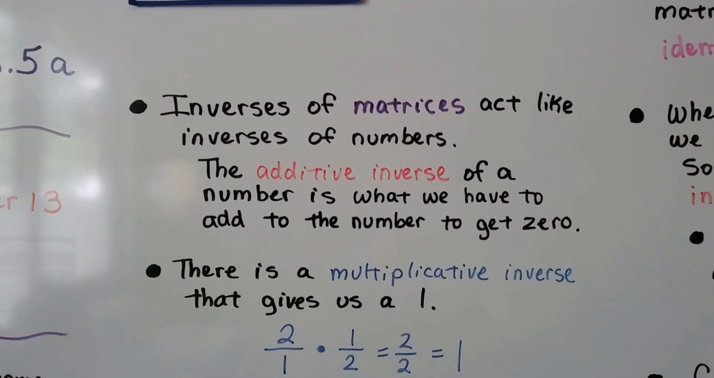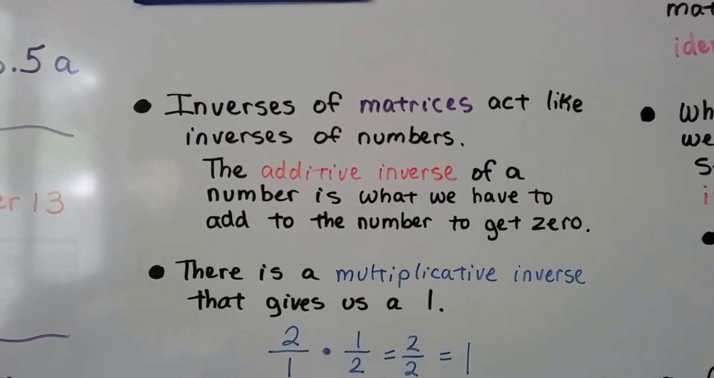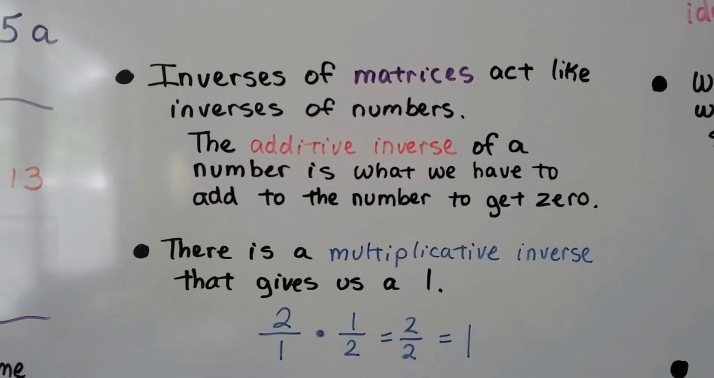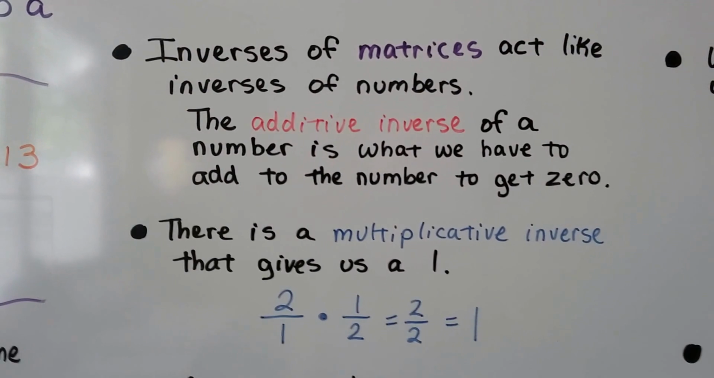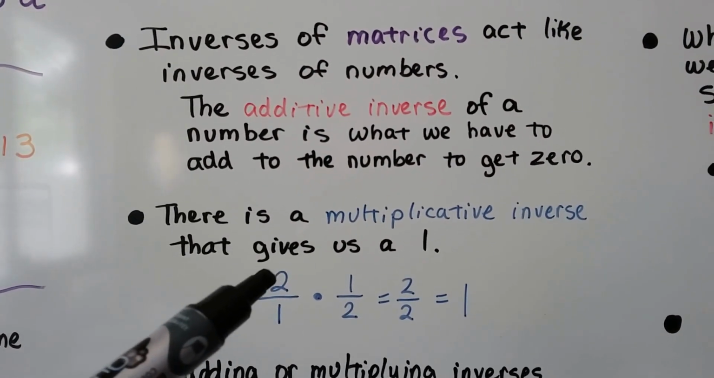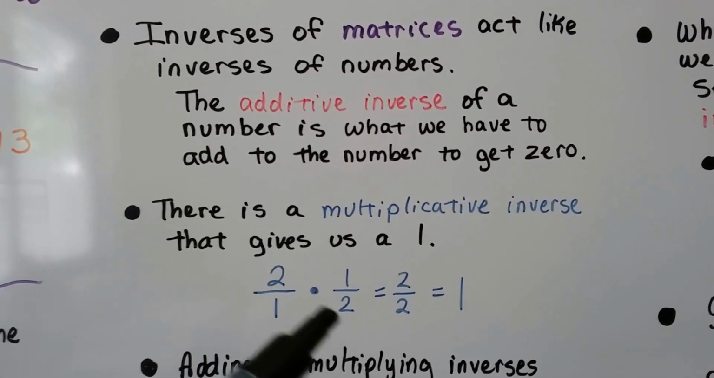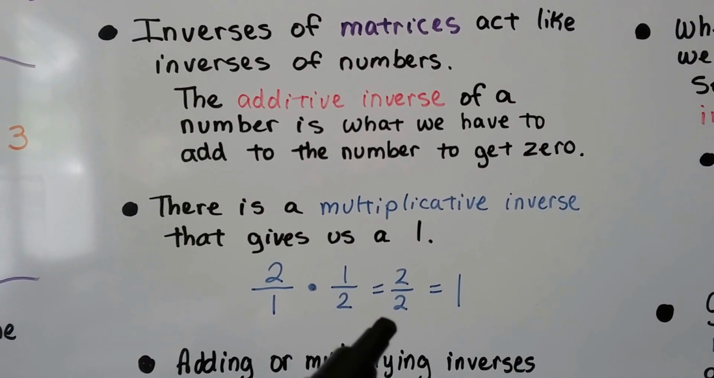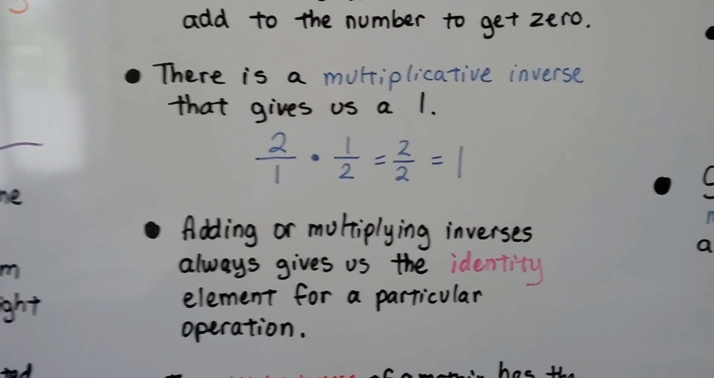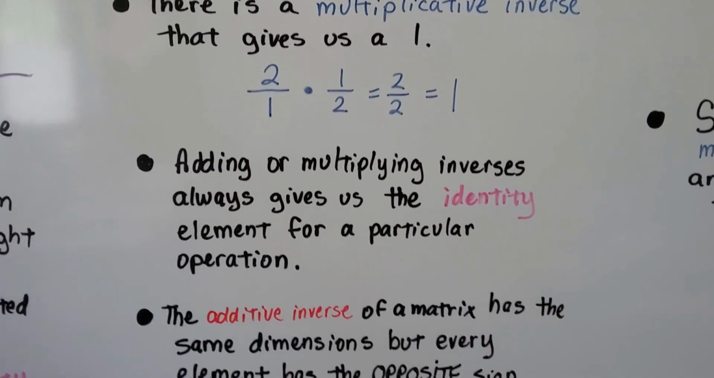Inverses of matrices act like inverses of numbers. An additive inverse of a number is what we have to add to the number to get 0, right? There's a multiplicative inverse that gives us a 1. So if we multiply 2, as 2 over 1, times 1 over 2, a half, we're going to get 2 over 2, which gives us 1 whole. See? And adding or multiplying inverses always gives us the identity element for a particular operation.